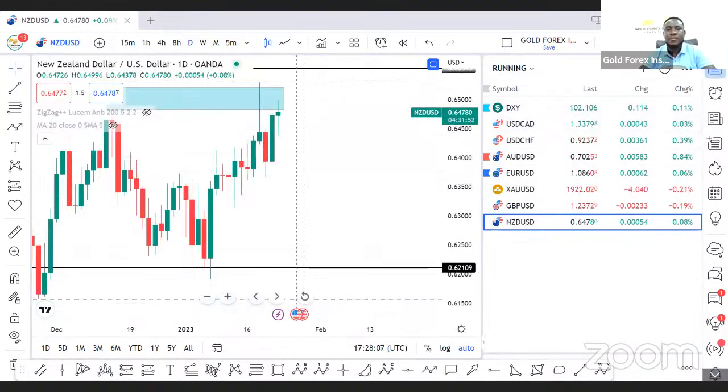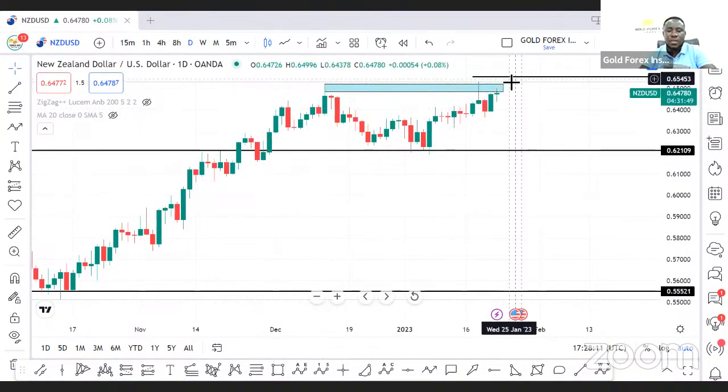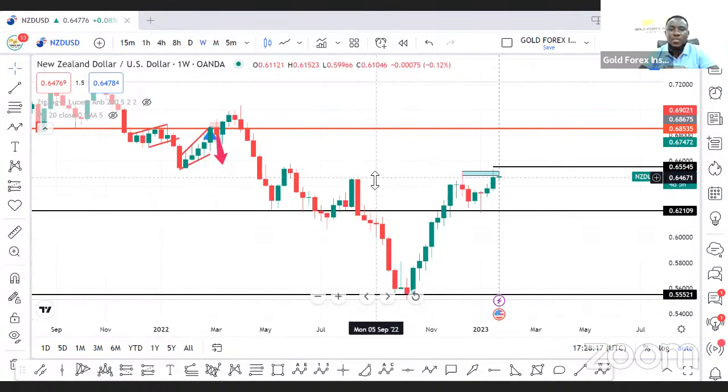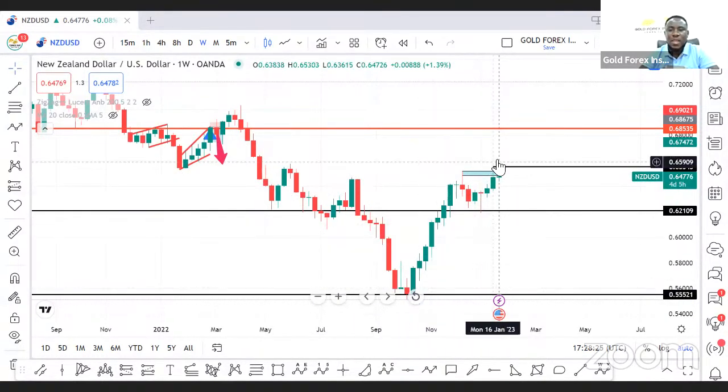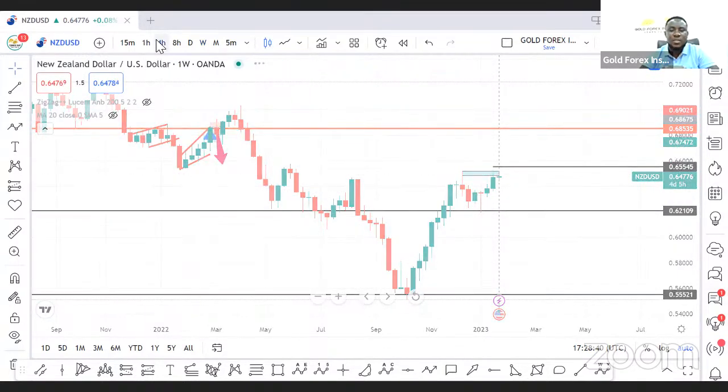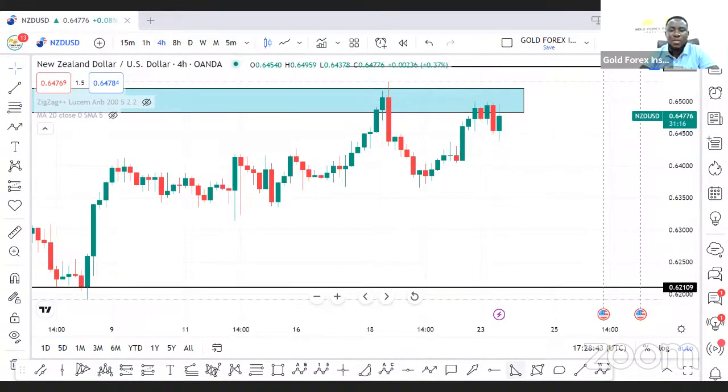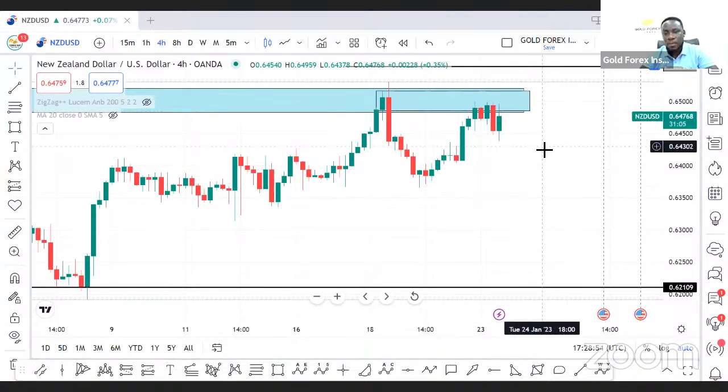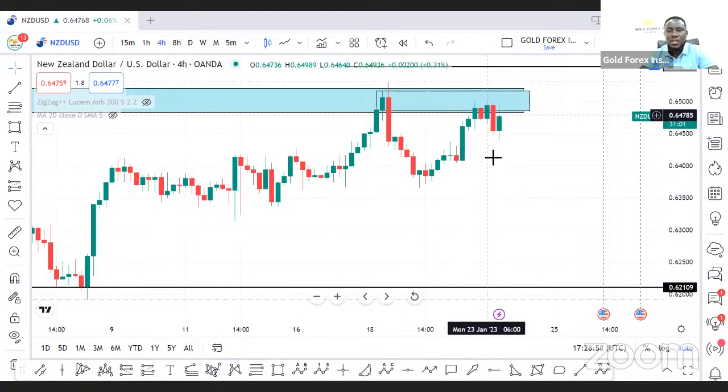NZD USD, the same thing, is giving us equal highs. Now it came to fill the imbalance here. There was an imbalance, so the sell side liquidity was filled, and look at this, it has filled it and gave us an equal high. Okay, it came to touch the other block, the last bullish candle. So I'm expecting a sell of this pair.